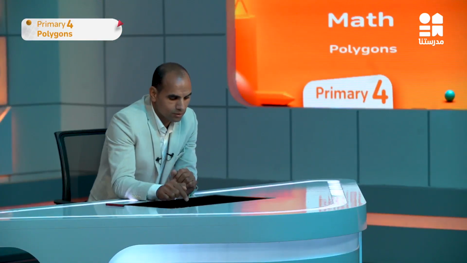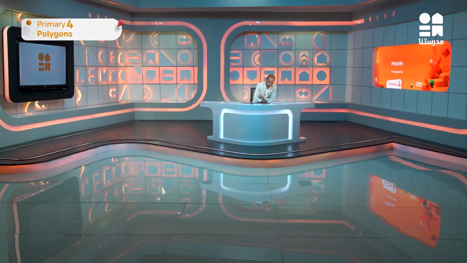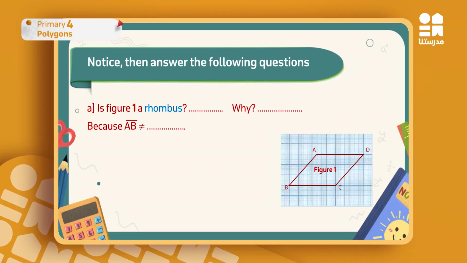AB here, AB is not equal to BC. So figure 1 is not a rhombus. Figure 1 is what? Is not a rhombus. So the answer here, we will write no, because this is a yes or no question. So we will write here no. Why? Because AB line segment is not equal to CD line segment.